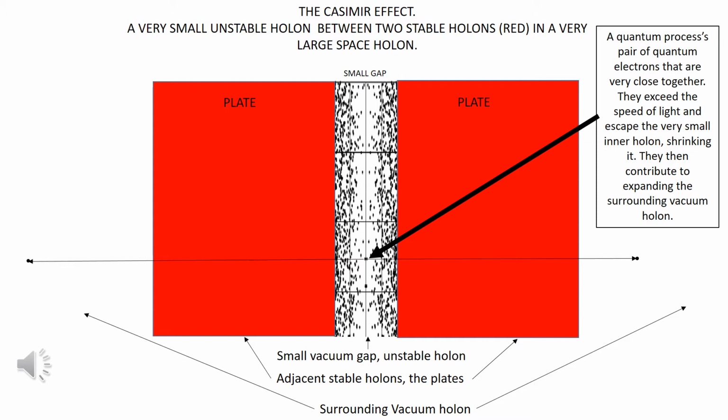The heavy arrow indicates the position of a pair of quantum electrons near the center of the small holon, and they are an integral building block of the gap's structure. They are oscillating between this position and the outside boundary of the gap holon. This pair are so close together, however, that, as we saw earlier, they move faster than the speed of light, escape the gap holon, and end up outside of the plates. And so they expand the surrounding vacuum holon, whilst shrinking the gap holon.